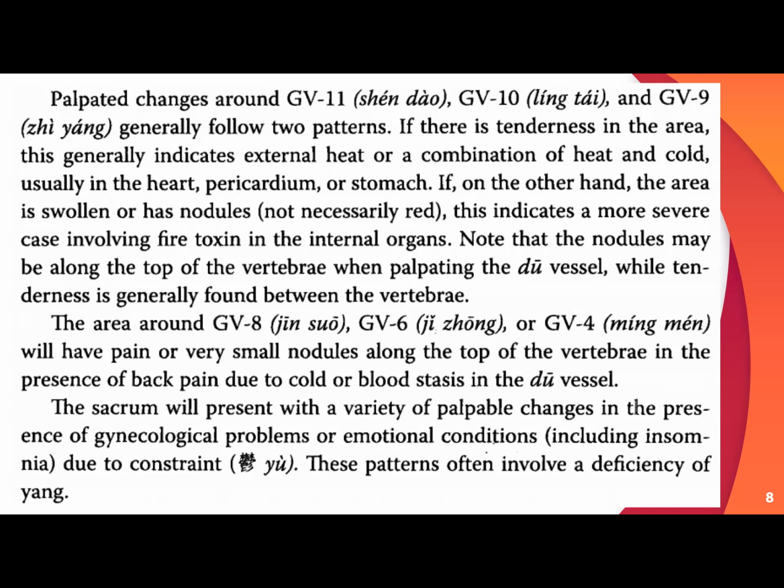The area around GV8, GV6, or GV4 will have pain or very small nodules along the top of the vertebrae in the presence of back pain due to cold or blood stasis in the Du vessel. The sacrum will present with a variety of palpable changes in the presence of gynecological problems or emotional conditions. This includes insomnia. Due to constraint, this pattern often involves a deficiency of the yang.